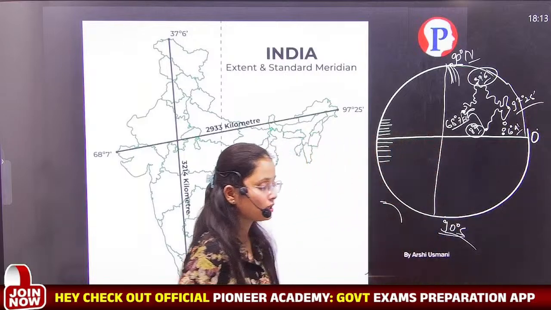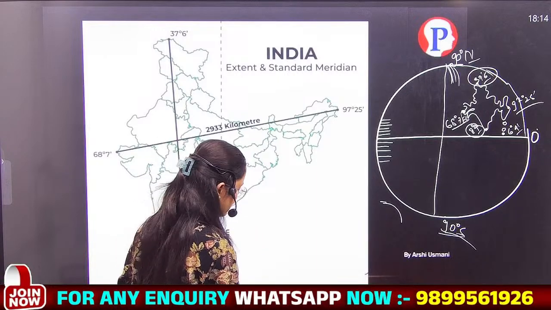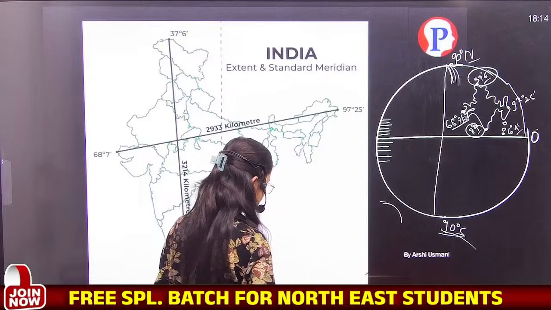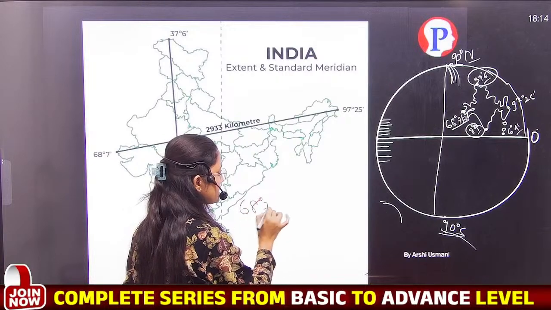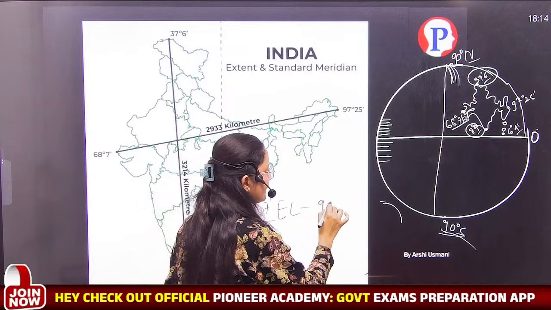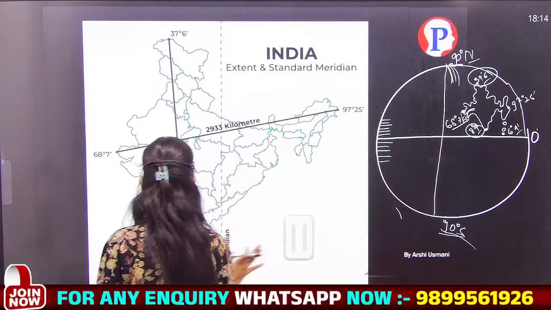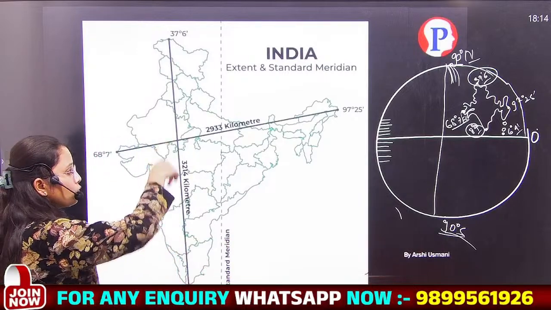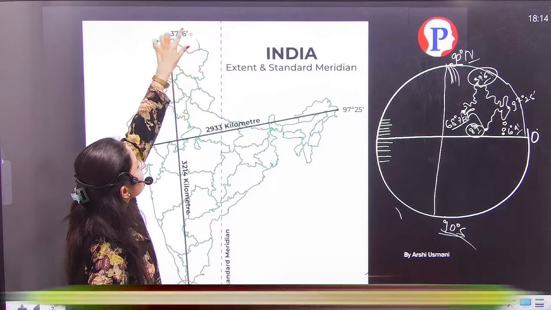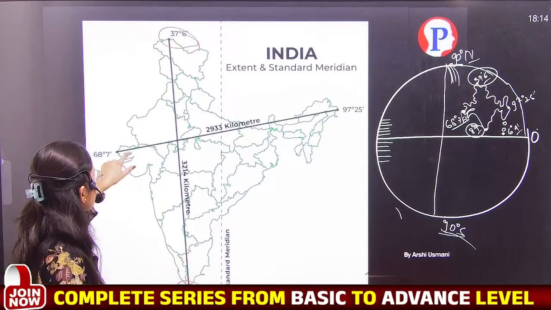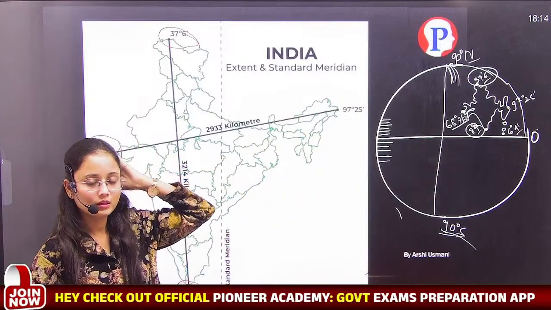97 degree 25 minute. So when the examiner asks you what is the longitudinal extension of India, you will have to answer 68 degree 7 minute eastern longitude to 97 degree 25 minute eastern longitude. Okay, so this is the eastern longitude and western longitude. So now this is 8 degree 4 minute and this is 37 degree 6 minute latitude, and this is a longitude 68 degree 7 minute to 97 degree 25 minute.